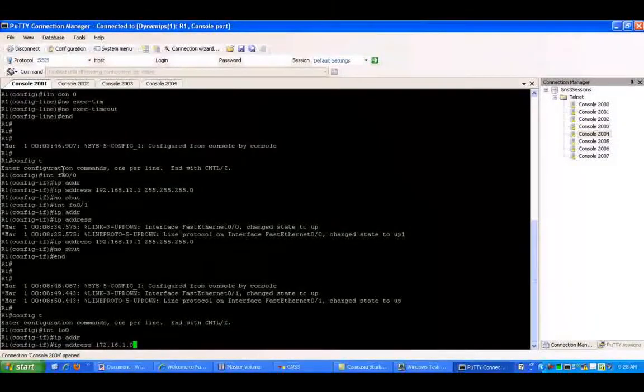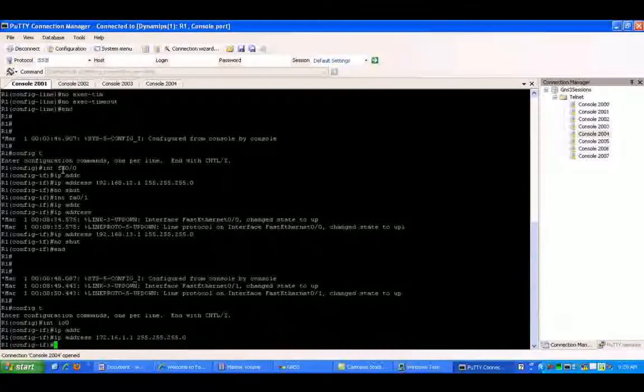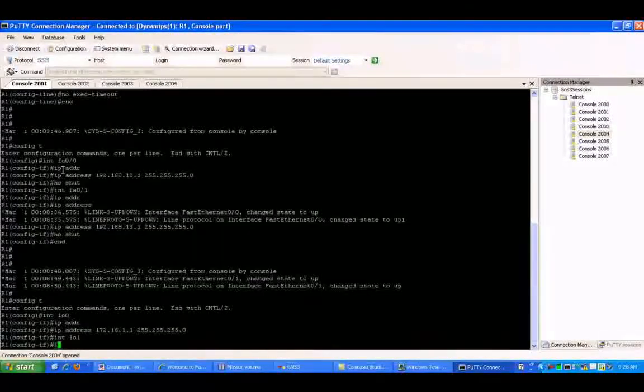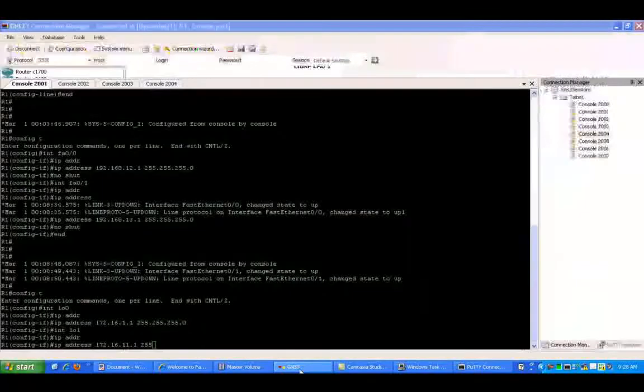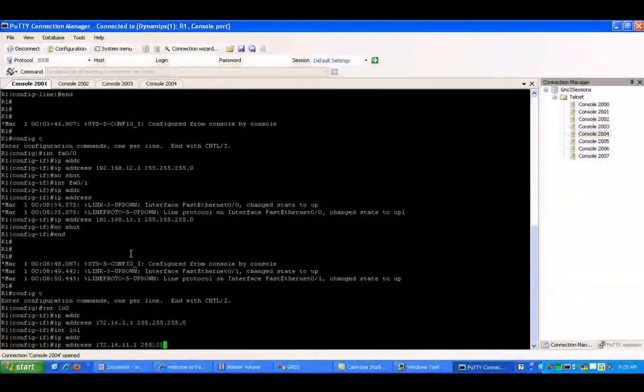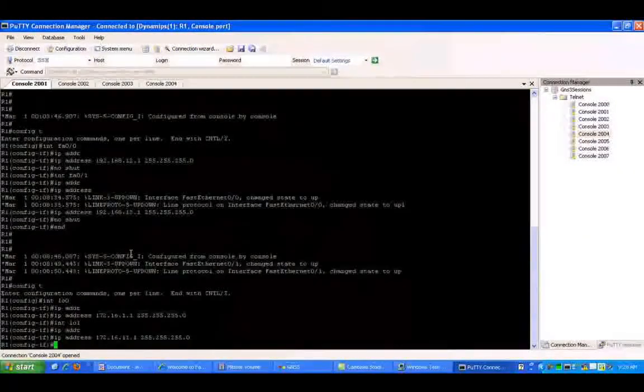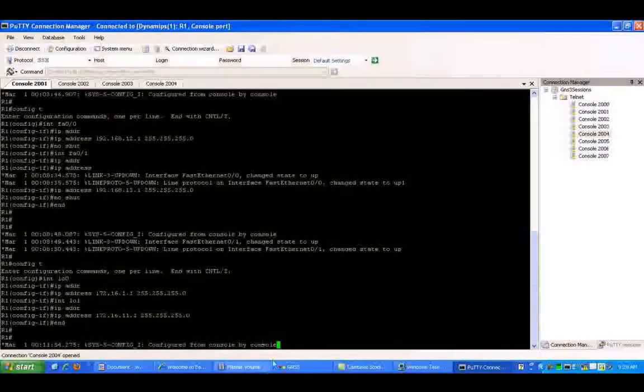So what we'll do is we will go under the R1 loopback 0, give it the IP address of 172.16.1.1, and then we're going to go under loopback 1 and give it the IP address of 172.16.11.1 with the /24 subnet mask.